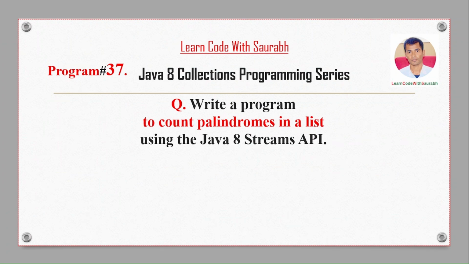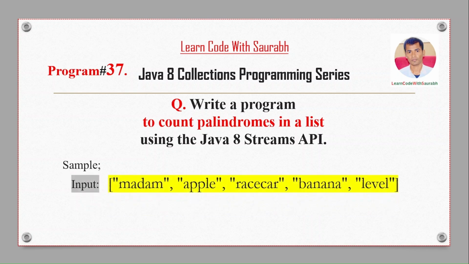Today I am going to show a program to count the palindromes in a list using the Java Stream API. For example, if we take some input like madam, apple, racecar, banana, level, then for counting the palindromes, we need to check whether each word is a palindrome or not. Then we will get the palindrome count.